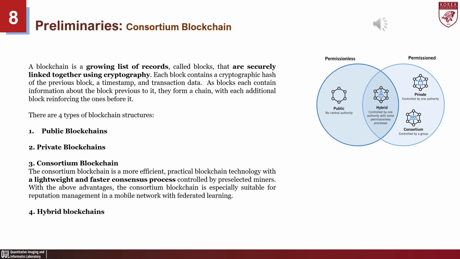A quick introduction about blockchain and consortium blockchain for those who don't know what blockchain is. A blockchain is a growing list of records called blocks that are securely linked together using cryptography. Each block contains a cryptographic hash of the previous block, a timestamp, and transaction data. They form a chain. There are three types of blockchain structures: public blockchain, private blockchain, and consortium blockchain. Consortium blockchain is a more efficient, practical blockchain technology with a lightweight and fast consensus process controlled by pre-selected miners. Therefore, the consortium blockchain is especially suitable for reputation management in mobile networks with federated learning.